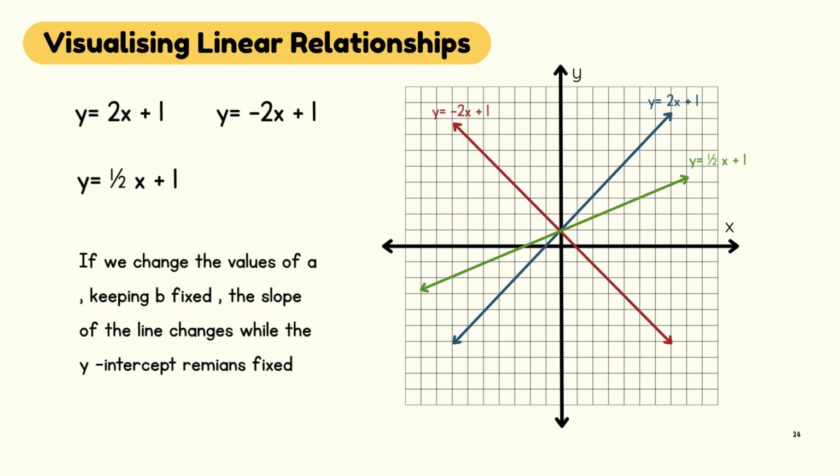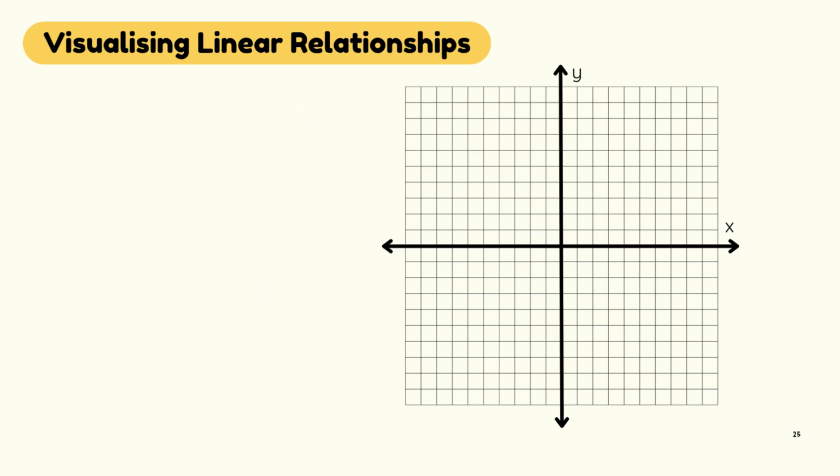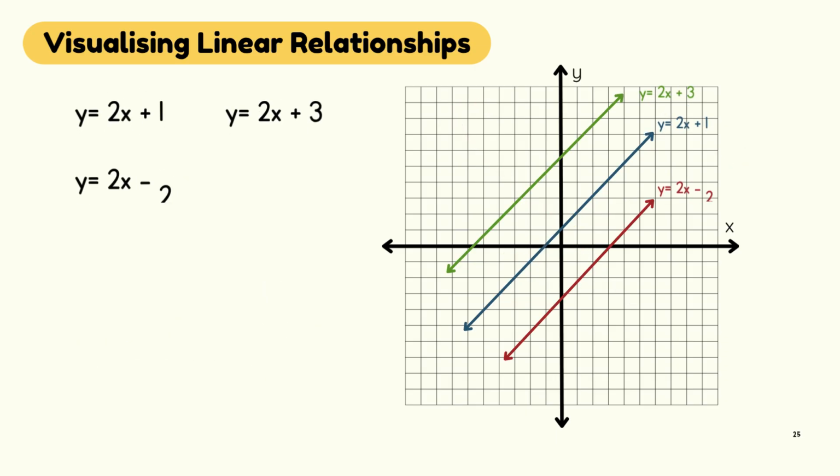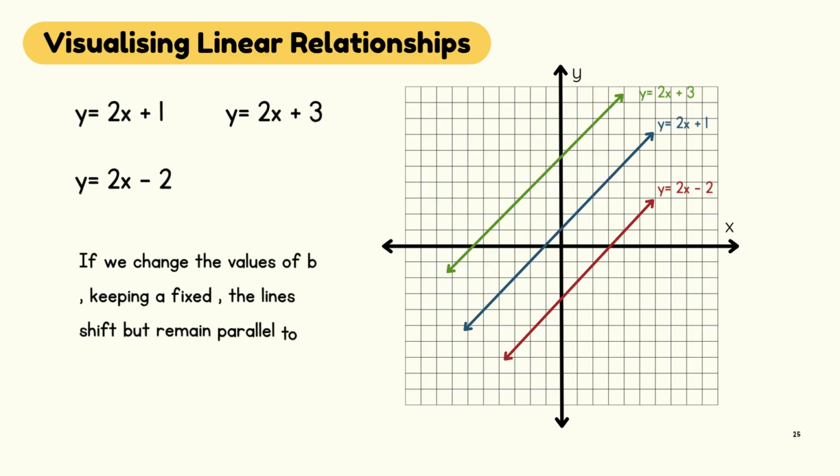And now if we do the other way around, that is if we keep changing the y-intercept and keep the slope constant, let's take y is equal to 2x plus 1, y is equal to 2x plus 3 and y is equal to 2x minus 2. And I plot this, we get a bunch of parallel lines. So if we change the value of b, keeping a fixed, the lines will shift but remain parallel to the original line. This is what is visualizing linear relationships.